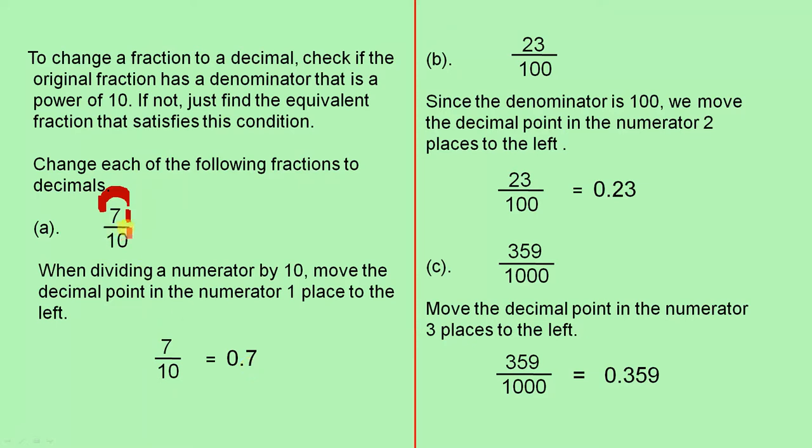It's actually the reverse of what we did in the previous video. Because we're dividing by 10, the decimal point gets moved to the left. Let's look at 23 over 100. Since the denominator is 100, we move the decimal point in the numerator two places to the left. So there's the decimal point there. Okay, there it is in that position. We move it two places to the left, so it finishes up here. So 23 over 100 equals 0.23.